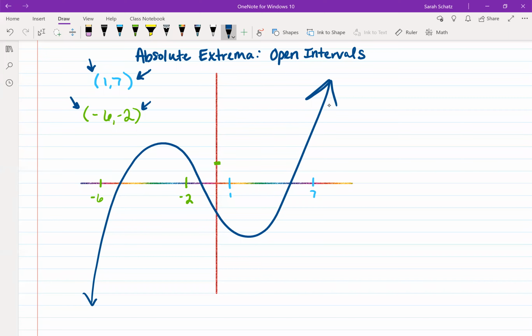For example, this one here. We're going to be on the interval from 1 to 7, but the 1 and the 7, while they bound your interval on both sides, they cannot be included in the interval. So it's more like saying my interval is everything between 1 and 7, not starts at 1, ends at 7. So it's everything between.